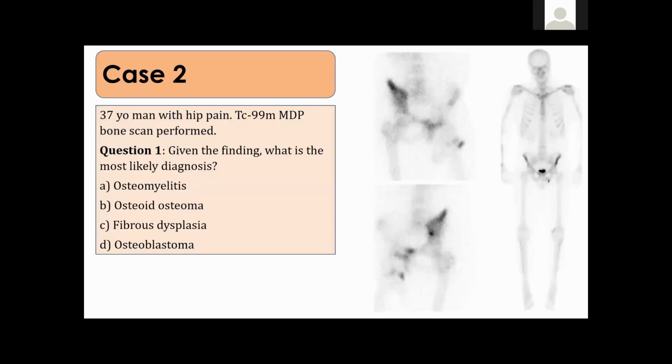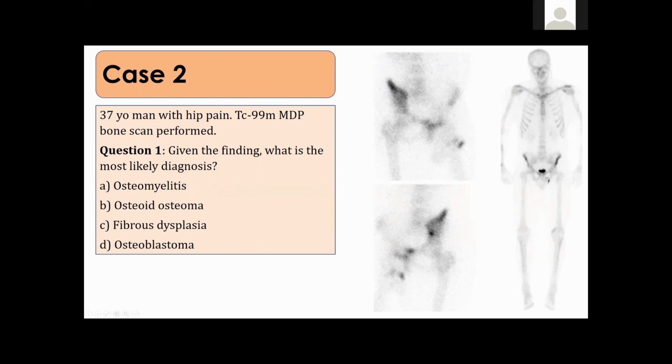Okay, we'll go to the second case. This is a 37-year-old man with hip pain. This is a bone scan of the patient. Given the finding, what's the most likely diagnosis? Osteomyelitis, osteoid osteoma, fibrous dysplasia, or osteoblastoma?